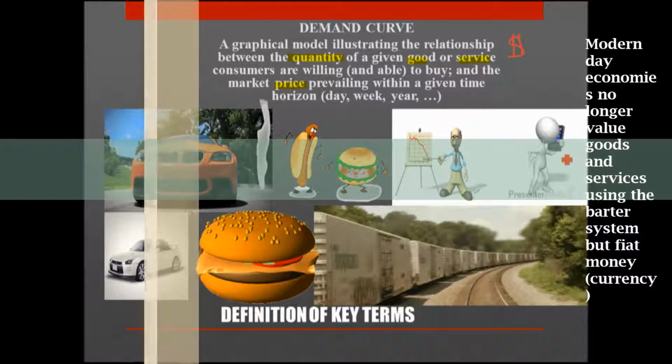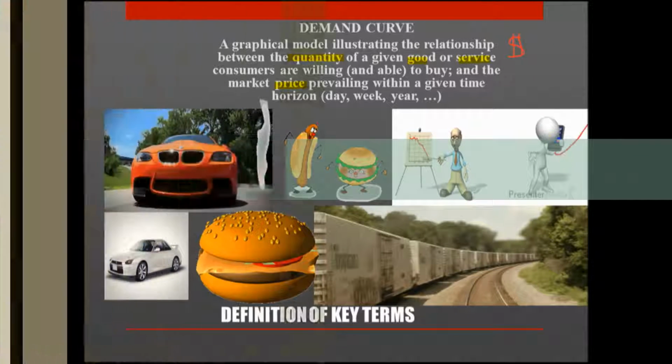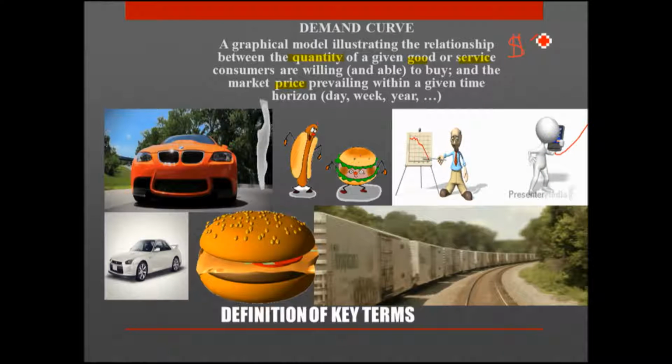So suppose you want to buy airtime for your cell phone, okay? And in Zimbabwe, the market price for airtime is actually $1. All right. So that dollar is the market price for airtime in Zimbabwe, right? So that particular monetary value is prevailing within a given time horizon, right? So this relationship is actually studied under a given time horizon. You can be studying it during the day or over a week or even over a year.